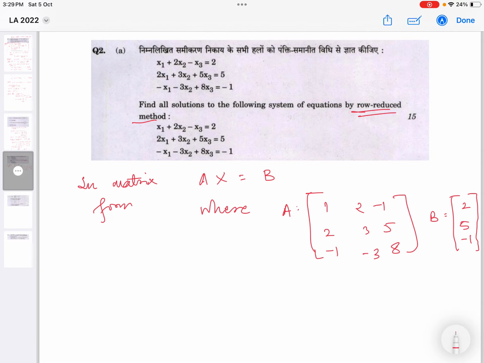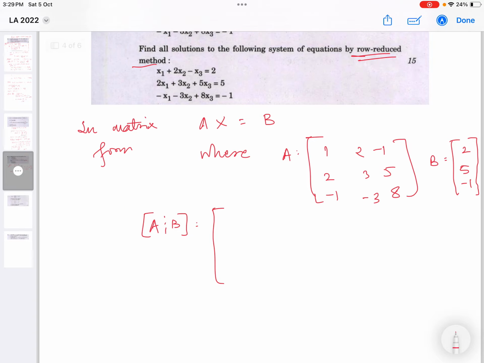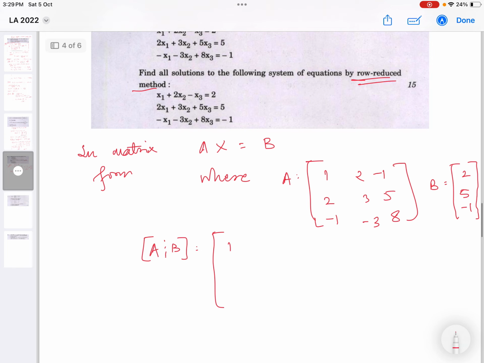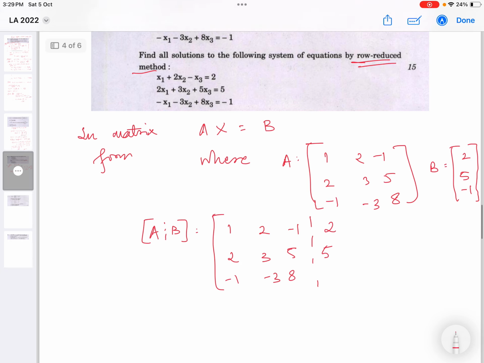Great. So now what we can do here, to solve such kind of problem, we should first write the augmented matrix. Augmented matrix is nothing but matrix A augment B, where we just write the column B on the right hand side: 1 2 minus 1, 2 3 5, minus 1 minus 3 8. This is the augmented matrix 2 5. Augment means to add.